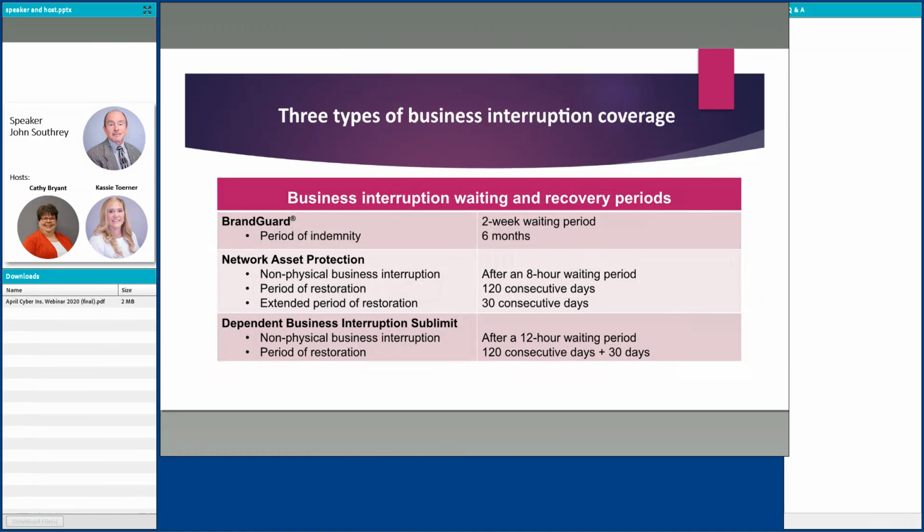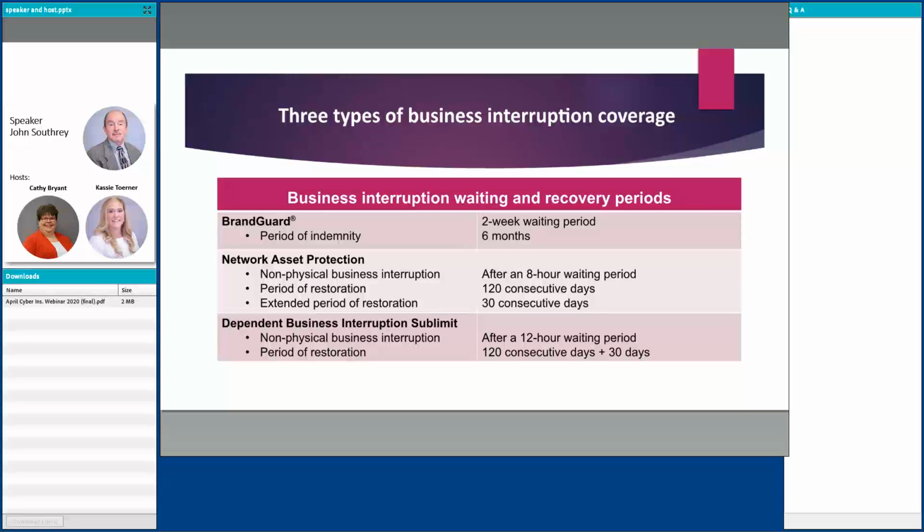There are actually three forms of business interruption in our cyber insurance policies. Two of them are in the embedded or the primary coverage that we give to everybody under our medical professional liability policies. And one of them is only available through our buyout program, which I'll talk about in just a moment. The first one is Brand Guard. Coverage for reputational harm has a period of indemnity, or period for how long it pays, of 6 months after a 2-week waiting period. And this is for business continuity as a result of adverse media reports, and we'll have a slide on that as well.